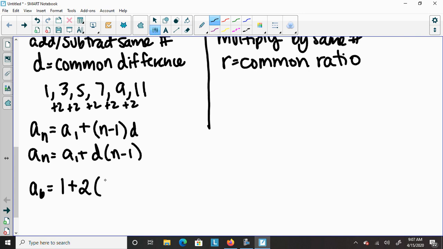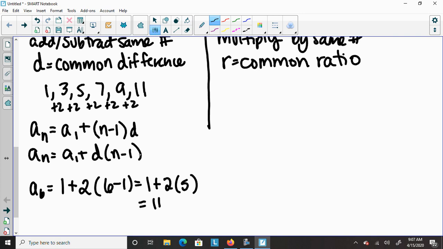We're looking for the 6th term, so I'm going to say 6 minus 1. That means I added it 5 times. And this is just 1 plus 2 times 5, and that's going to give me 11. So I can find the 6th term doing that.